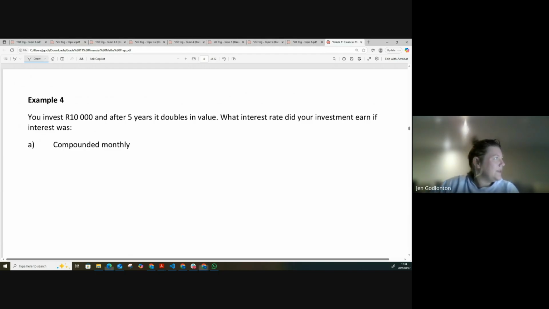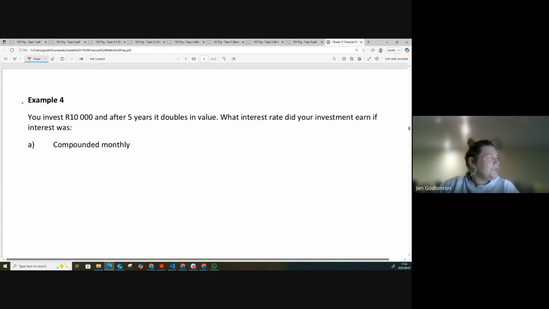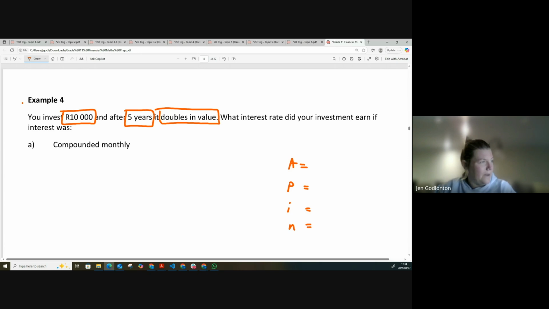Let's start by breaking the question down a little bit and writing our grocery list on the side. Okay, so you invest 10,000 Rand and after 5 years, it doubles in value. All right, so let's start thinking. A, P, I, N. Okay, we invest 10,000 Rand. So is that A or P? P, good. It doubles in value. So what is my A going to become? Times 2, yeah, so 20,000.